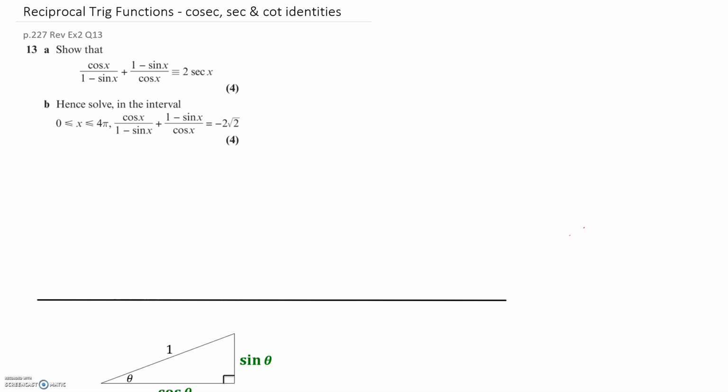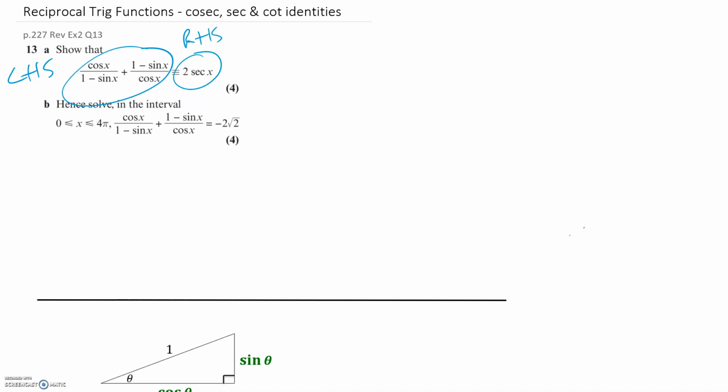Here we need to solve a problem involving reciprocal trig functions. We've got to show that the left hand side here is equivalent to the right hand side. In general, with these kind of proof type questions, you need to pick a side to start with, either the left hand side or the right hand side, then do some simplifying, and you should end up with the other side.